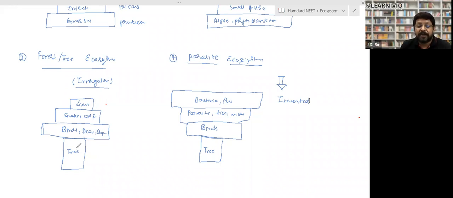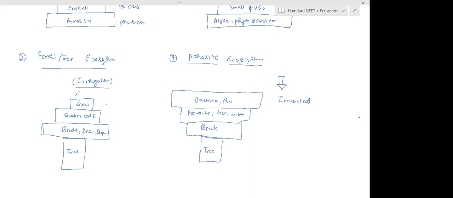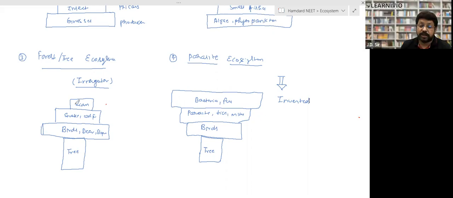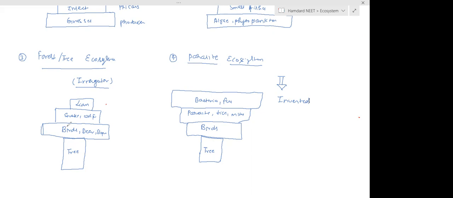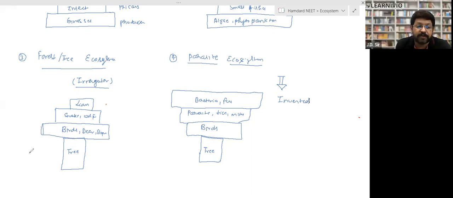So first the base is very narrow, then it becomes wide. So when you talk about the pyramid of number in a forest or tree ecosystem, it will be irregular. Clear? Okay. What will be irregular? The shape of the pyramid is irregular. This is irregular because the base should be wide, but it's not that. Why? Because the number of trees is just very small.